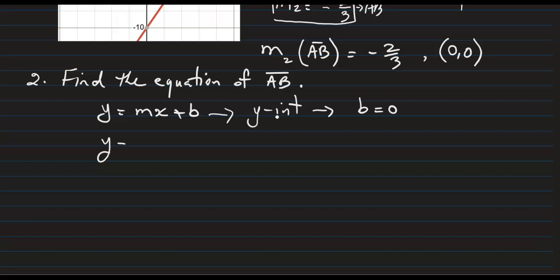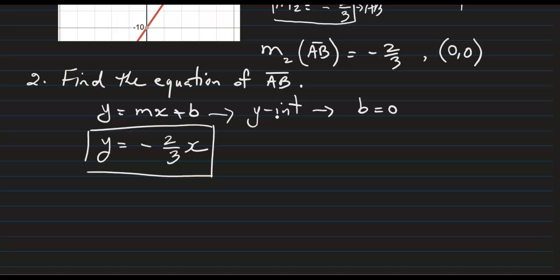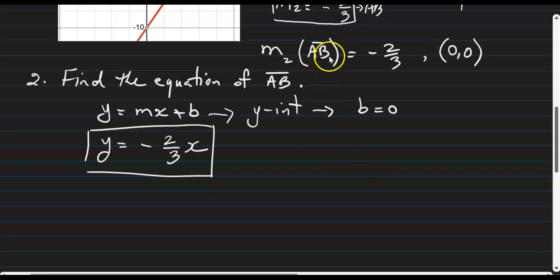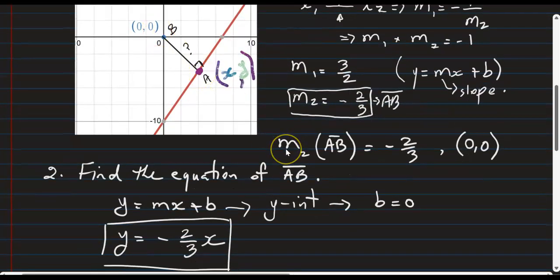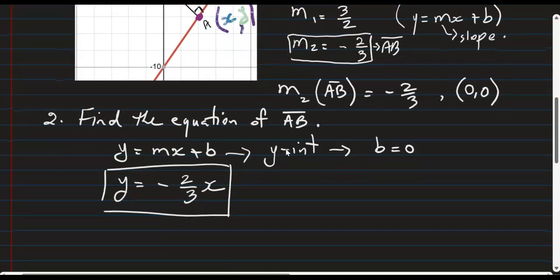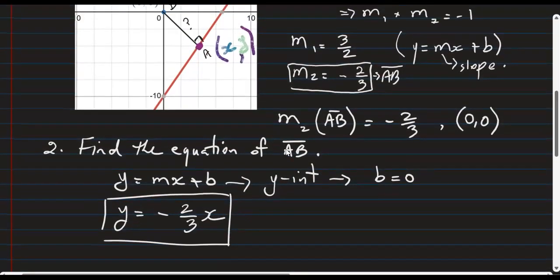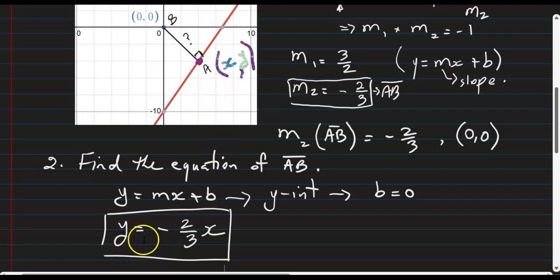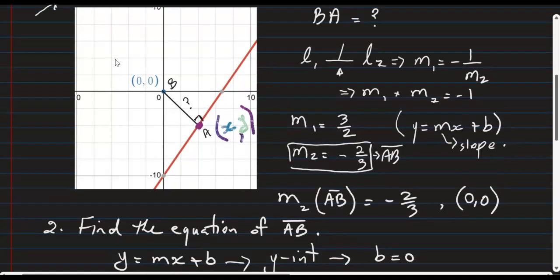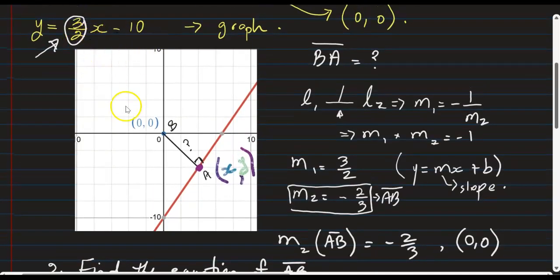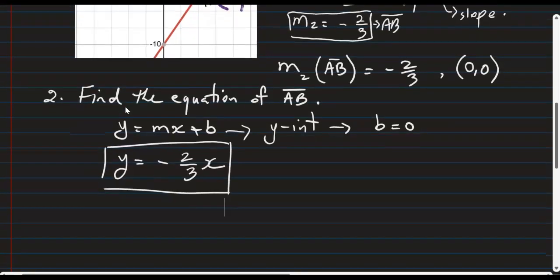So the equation would be y equals negative 2/3 x plus 0, but I'm not going to write the 0, and that would be the equation of a line that AB is a line segment of, and it goes through the 2 points A and B. Now, the last step is we need to find the point of intersection of the line y equals negative 2/3 x, which the line segment BA is on, and the original line y equals 3/2 x minus 10. To do that, we're going to use a system of equations.